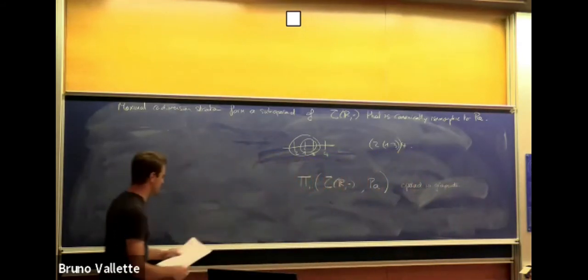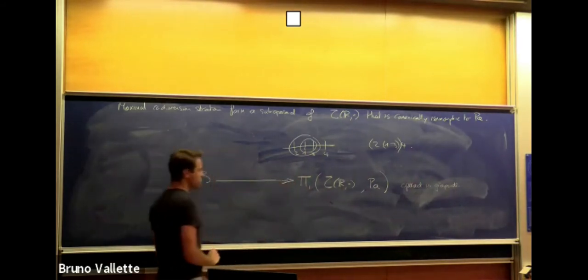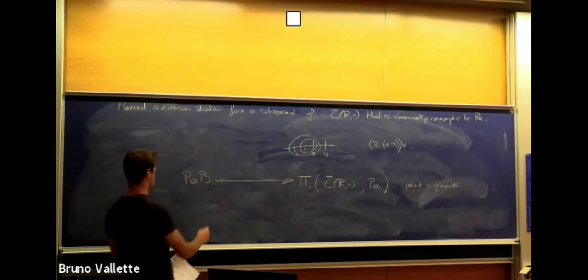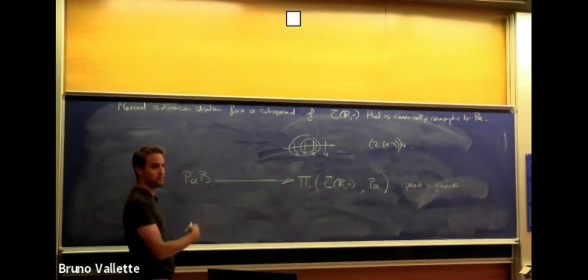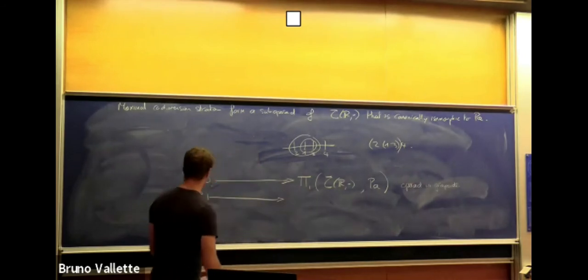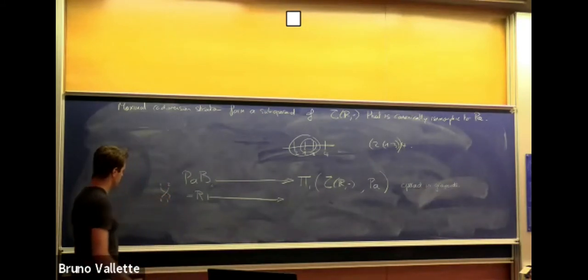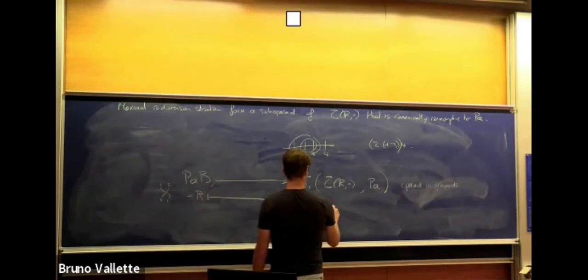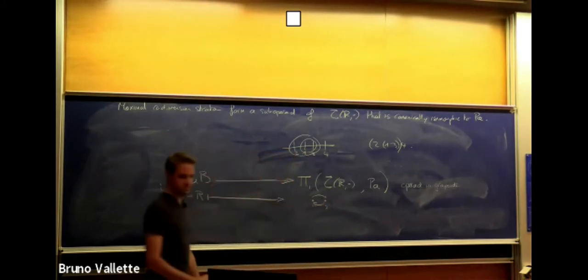And I claim that there is a morphism of operads in groupoids from PaB to that guy. And it's fairly simple to write because PaB has a presentation by generators and relations. So I just need to tell you where R and phi are sent to. Remember that R is this overcrossing braid here. You just send it to the path that switches these two elements here.